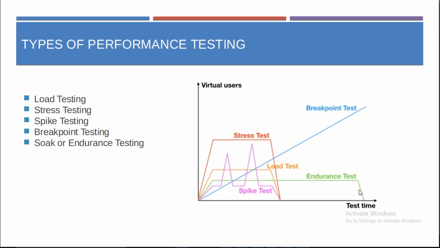It is shorter than endurance. I'll explain what is endurance. So here you see the test time is on the x-axis and virtual users, the number of users, is on the y-axis. So the load test is this orange line. Once I complete all these tests, you will be able to understand this figure. Any queries on load testing?